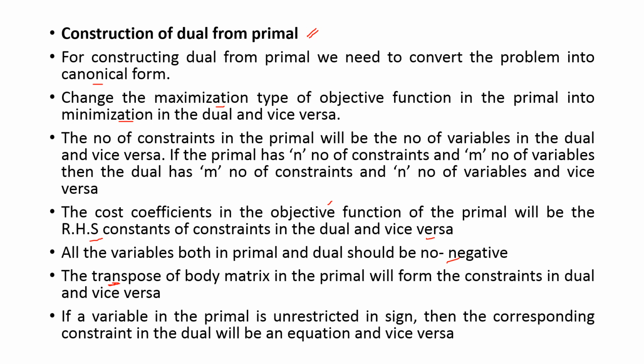Okay, if a variable in the primal is unrestricted in sign, then the corresponding constraint in the dual will be an equation, and vice versa. That is the equality. You have to change the inequality in the question, very simple this is. If it is greater than or equal to, convert it to less than or equal to, and vice versa. Okay, so these are the steps which are to be followed for constructing a dual from primal.